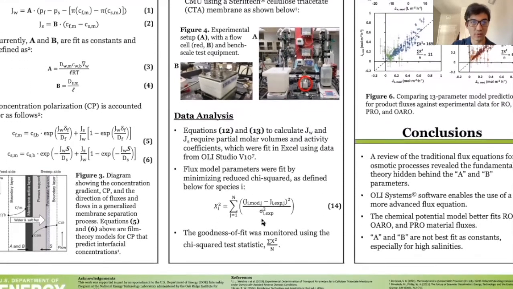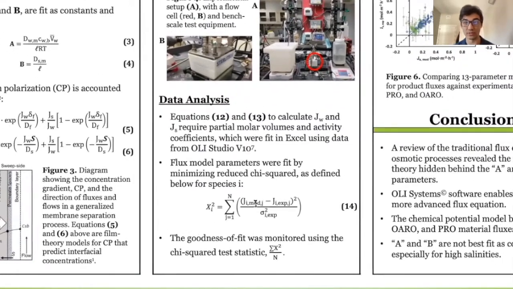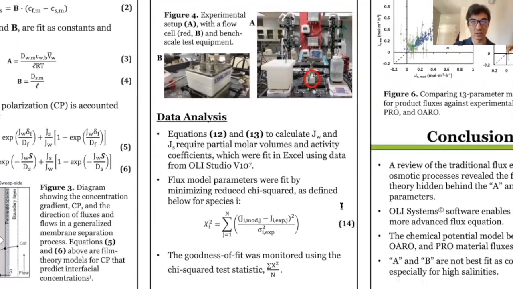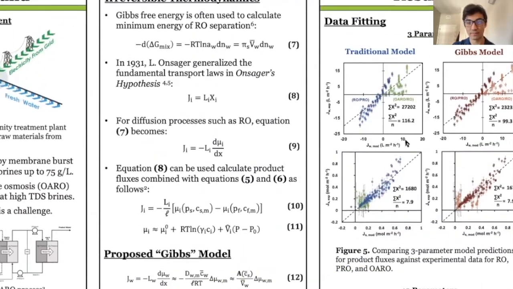So first, I went to a software I am familiar with for aqueous chemistry, OLI Studio. I surveyed their thermodynamic model to fit partial molar volumes and activity coefficients required in the chemical potential equation as functions of concentration. I fit the parameters of the Gibbs model and the traditional model by minimizing the sum of reduced chi-squared residuals, as shown in equation 14, which yielded the best fitting parameters to the model, to the data, and goodness of fit measurement, chi-squared over n, the chi-squared test statistic. Excel's nonlinear optimization toolkit worked wonders for this task. And once the parameters were fit, the models could be compared using the experimental data, which is how I will show my results over here.